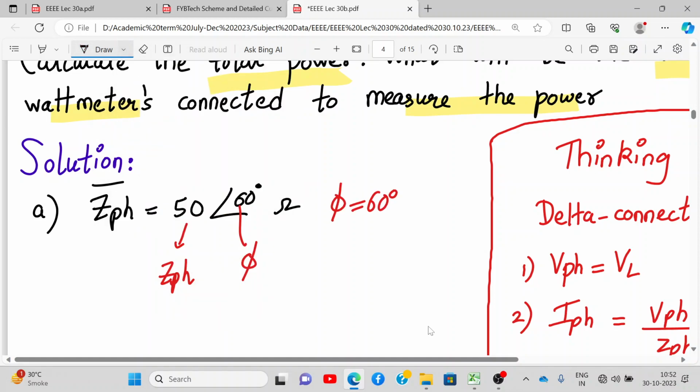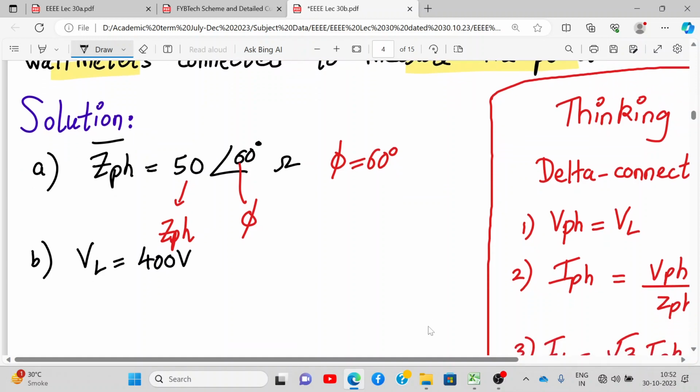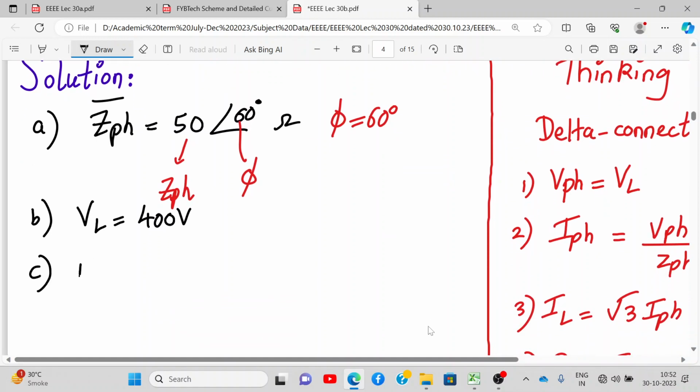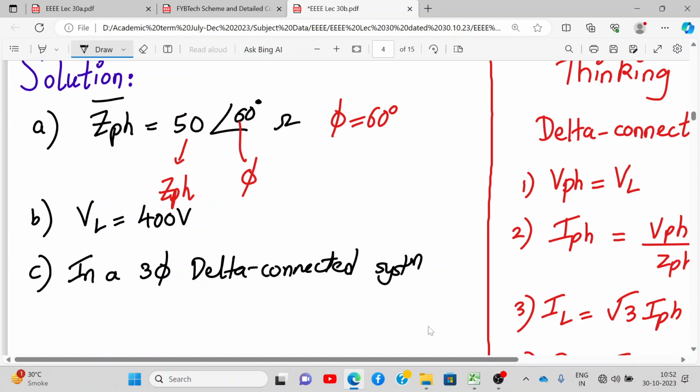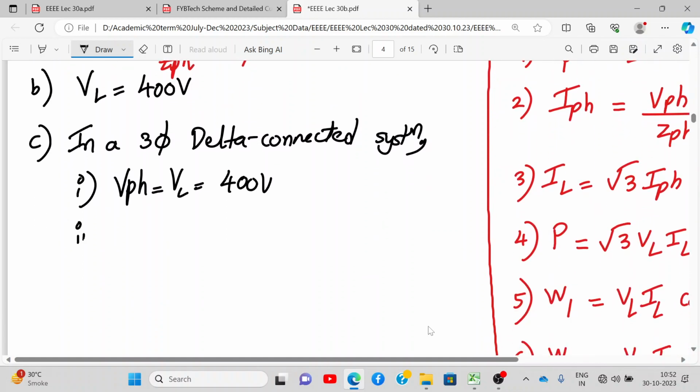Acha, what else is given to you? VL is 400 volts. Now in a delta connected load, you can write it down. In a three phase delta connected system, V phase is equal to VL is equal to 400 volts. So secondly, I phase will be V phase upon Z phase.